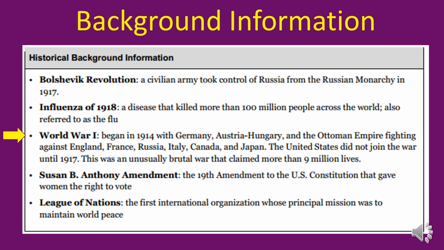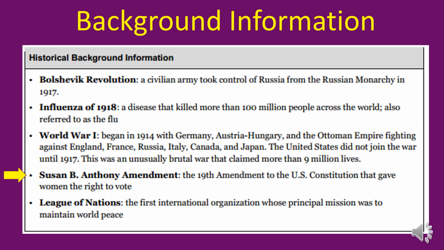World War I. It began in 1914 with Germany, Austria-Hungary, and the Ottoman Empire fighting against England, France, Russia, Italy, Canada, and Japan. The United States did not join the war until 1917.